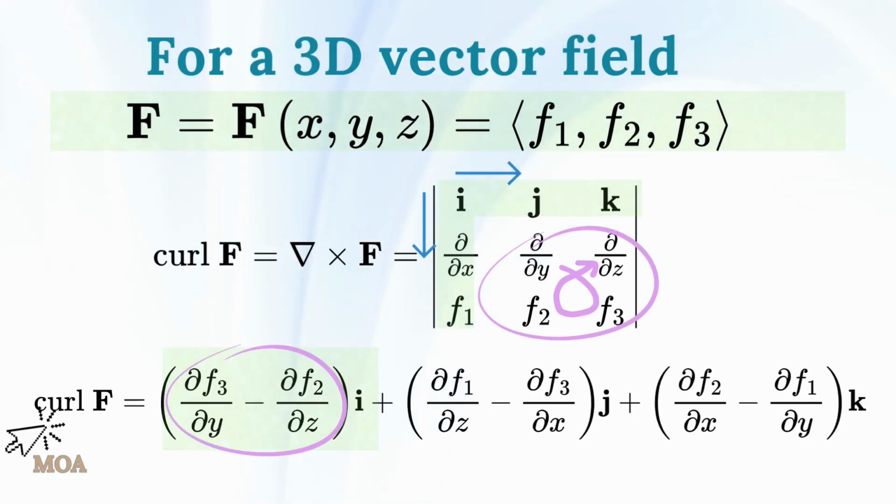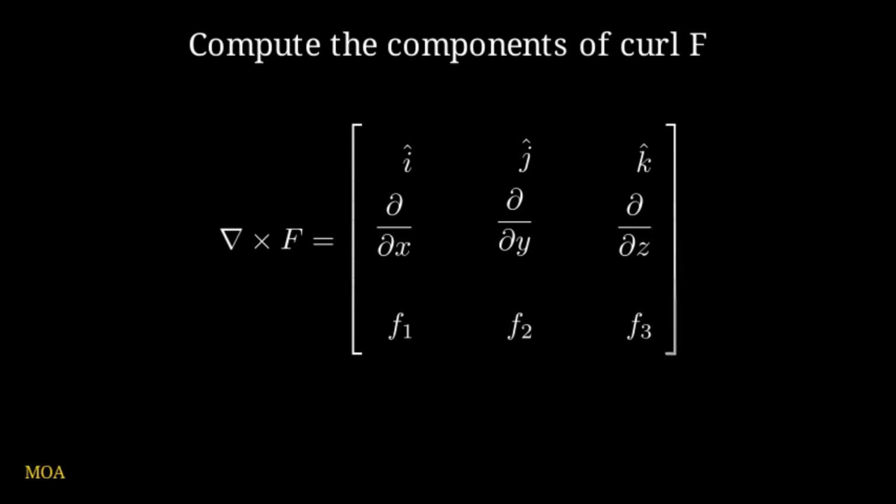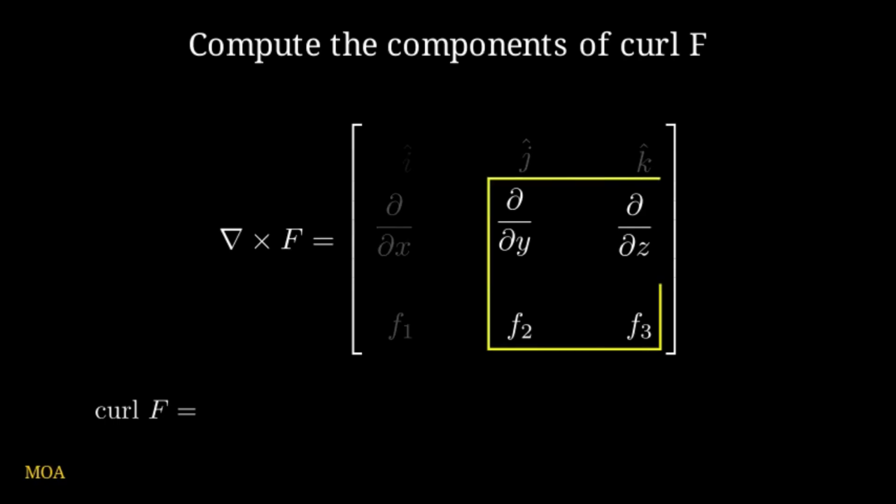As for the third row, we write the components f sub 1, f sub 2, f sub 3. Now, to find all components of this curl vector field, we adopt this technique. We hide the first row and the first column of the determinant. We take the partial derivative of f sub 3 with respect to y minus the partial derivative of f sub 2 with respect to z. This difference is in the direction of the unit vector i, as shown on the slide.